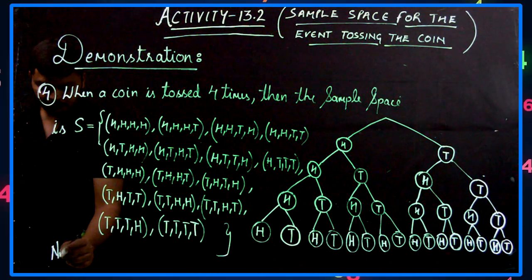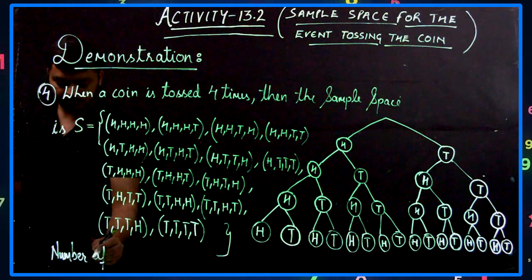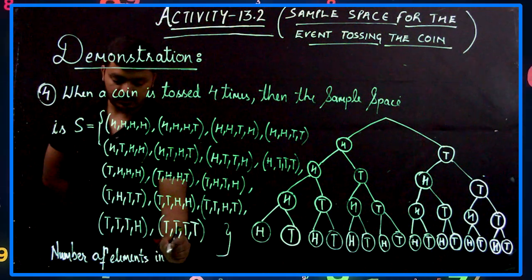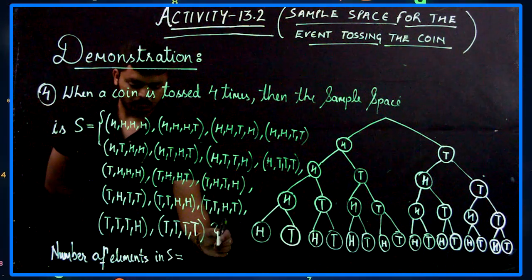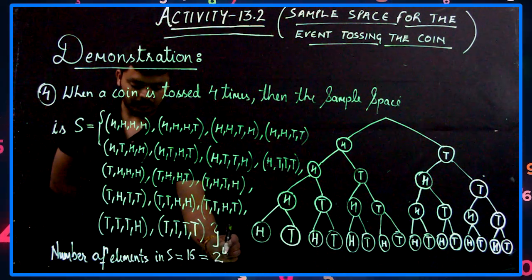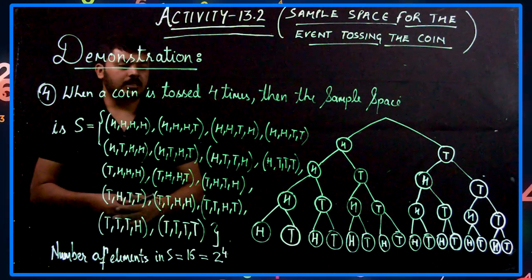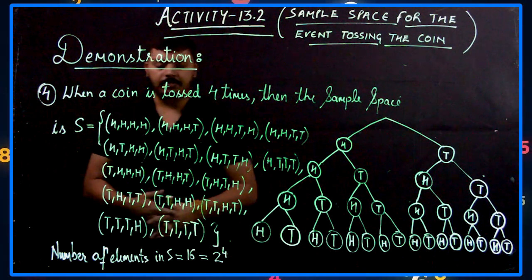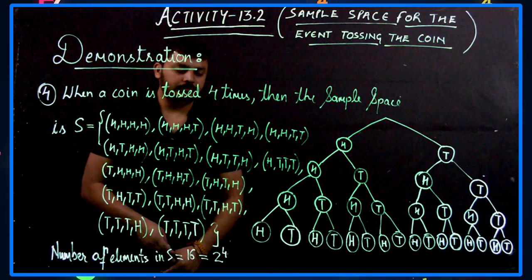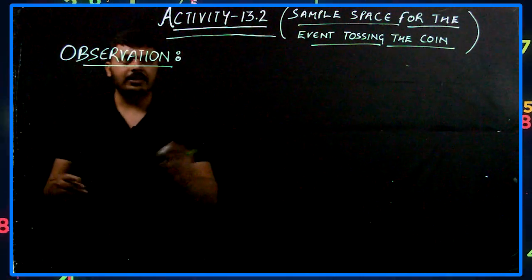So the number of elements in S equals 16, that is 2 to the power 4. In a similar way, we can find the sample space for the coin tossing more number of times by constructing their tree structure and finding their sample space. So students, now let's see the observation for the given activity.